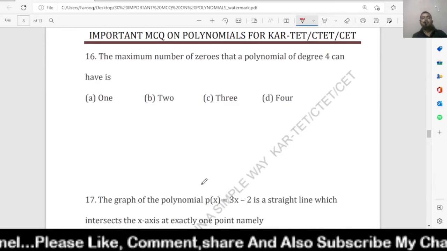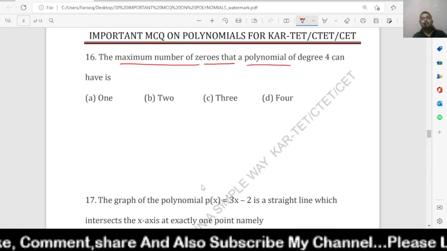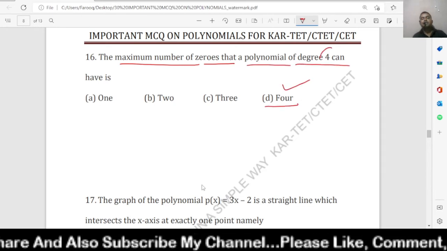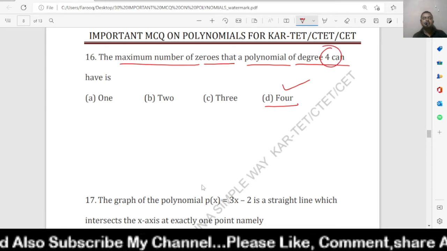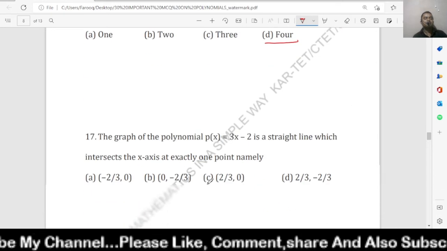The maximum number of zeros that a polynomial of degree 4 can have. If the degree is 4, then 4 zeros. If degree is 3, 3 zeros. If degree is 2, 2 zeros. If degree is 1, that is 1 zero.